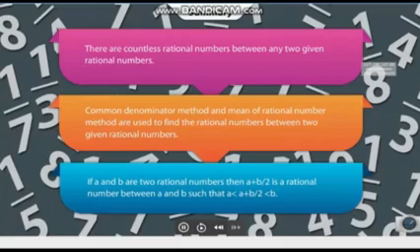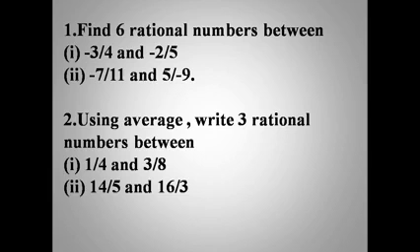That summarizes what we have learned so far. There are countless rational numbers between any 2 given rational numbers. Common denominator method and average of rational number method are used to find the rational numbers between 2 given rational numbers. If A and B are 2 rational numbers, then (A plus B) by 2 is a rational number between A and B, such that A is less than (A plus B) by 2, which is less than B. Using this method, do the following.